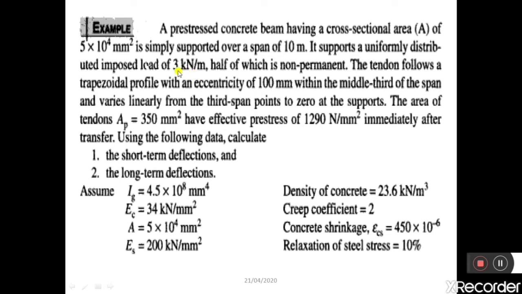So out of 3 kilonewton per meter, 50% of the load is non-permanent. 50% of the load will be like a live load and the remaining 50% of the load will act as a dead load.